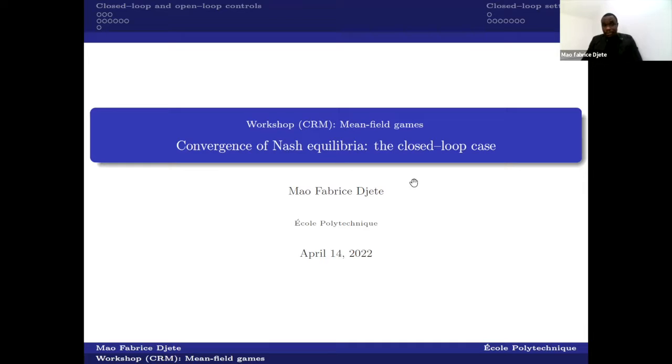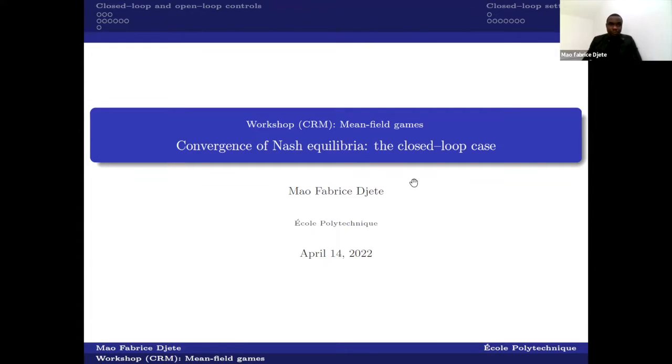So today, I'm going to talk about convergence of Nash equilibria. Particularly, I will talk about the case of closed-loop control. To put it simply, the main point of this talk will be to try to understand the possible limits of Nash equilibria in the framework where there is a common noise and also an interaction through the empirical distribution of states and control.